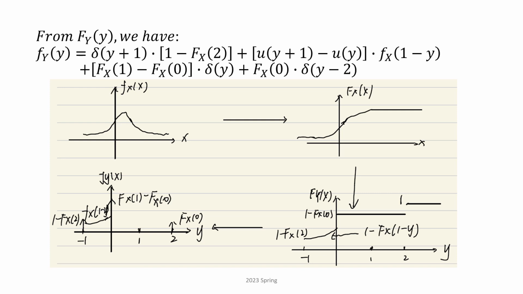From big Fy, we can get the little fy. It equals delta(y plus 1) times (1 minus big Fx(2)) plus (u(y plus 1) minus u(y)) times little fx(1 minus y) plus (big Fx(1) minus big Fx(0)) times delta(y), plus big Fx(0) times delta(y minus 2).